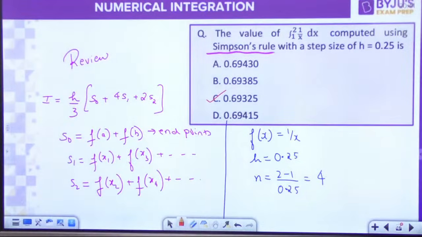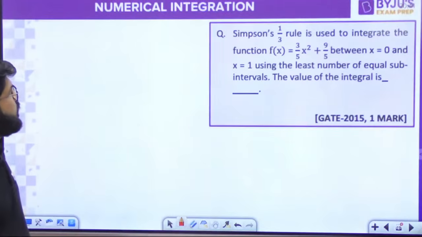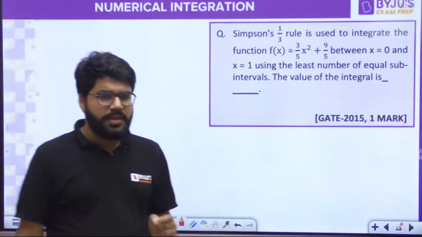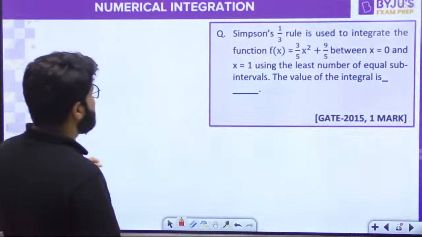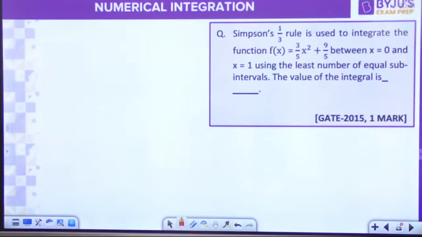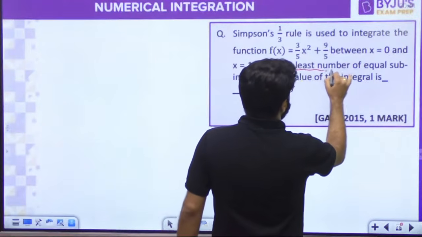question. Have a look into the next question. Simpson's, it's a GATE 1 mark question. Simpson's 1/3 rule is used to integrate the function 3 by 5 x square plus 9 by 5 between x equal to 0 and x equal to 1 using the least number of equal subintervals. What is the value of the integral?